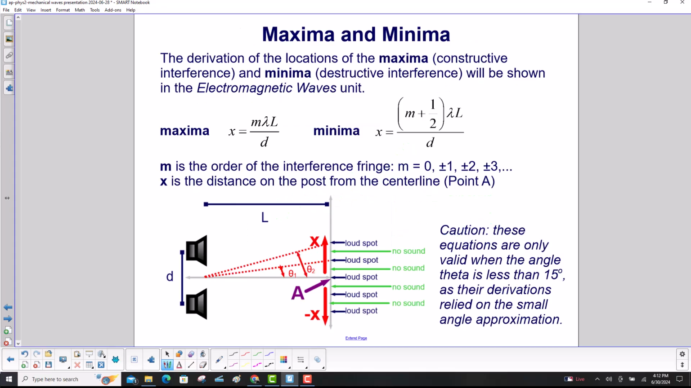The derivation of the locations of the maxima, which is constructive interference, and minima, destructive interference, will be shown in the electromagnetic waves unit.